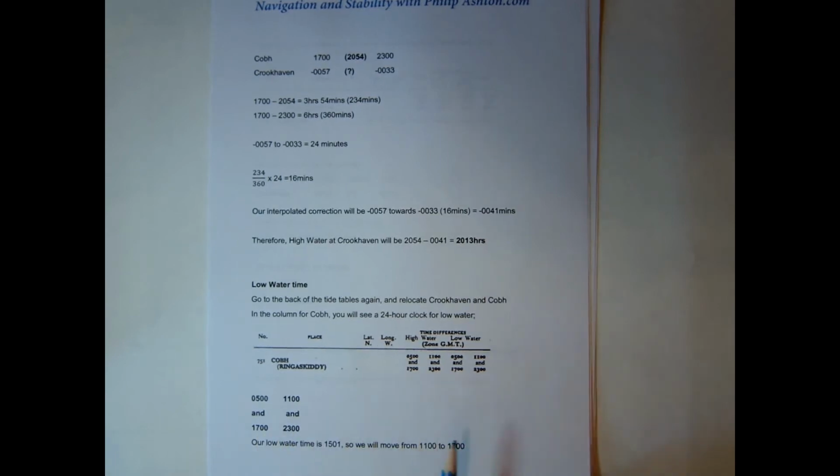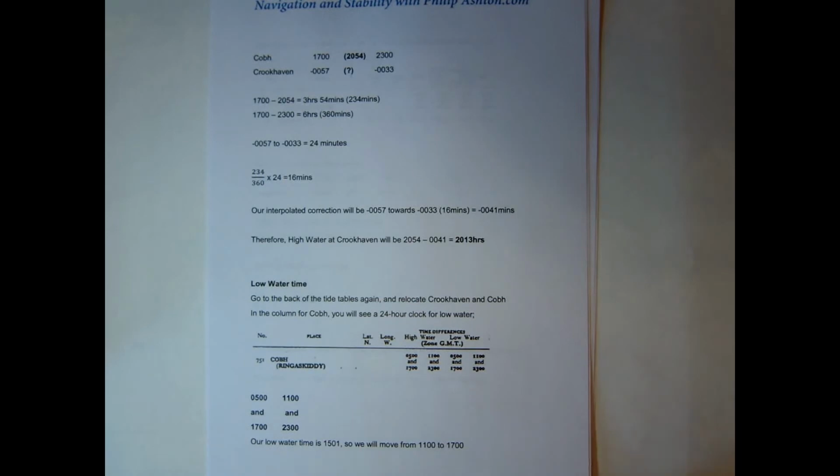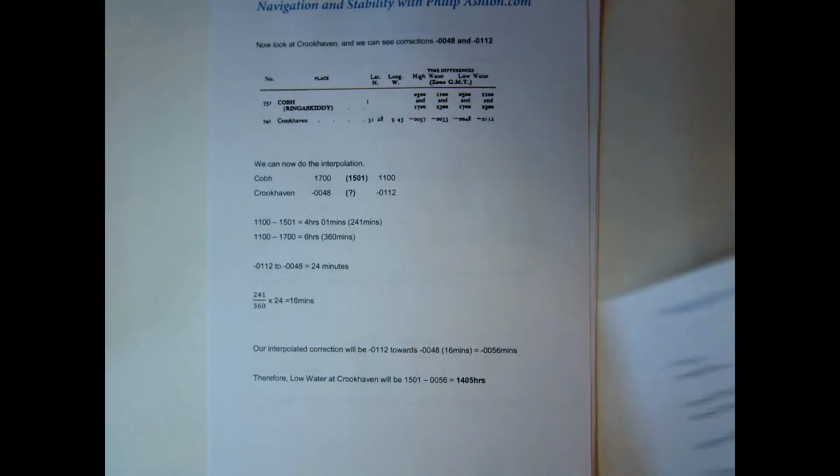We get the low water clock and we write down our low water time. It's 15:01. So in this instance we'll go from 11 to 17. 15:01 falls between 11 and 17. So when we do our interpolation, we'll go from right to left now instead of left to right, which is what we did with high water.